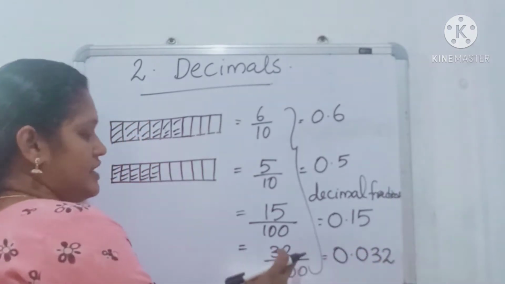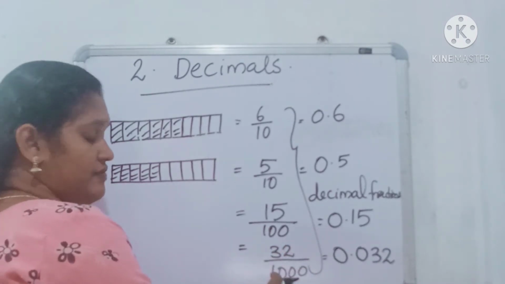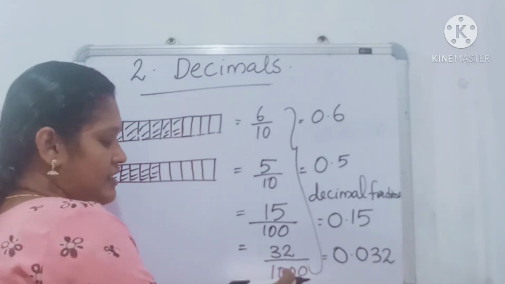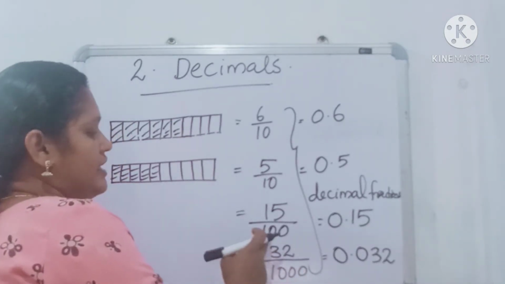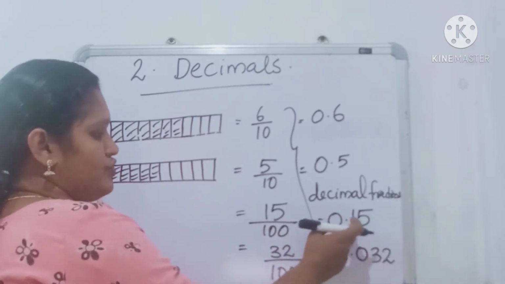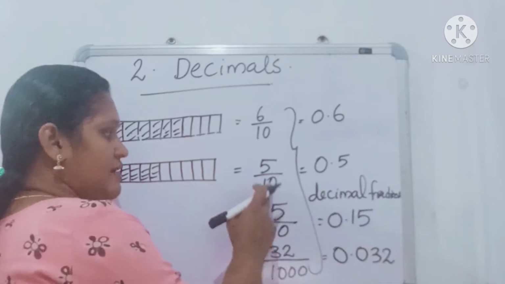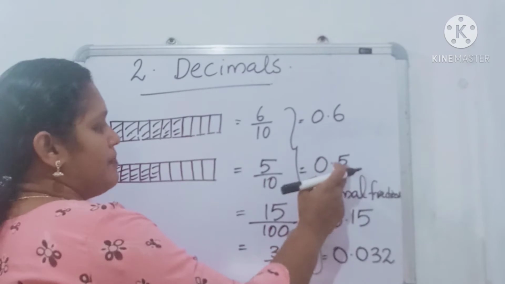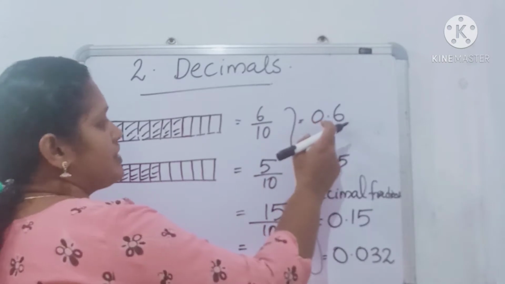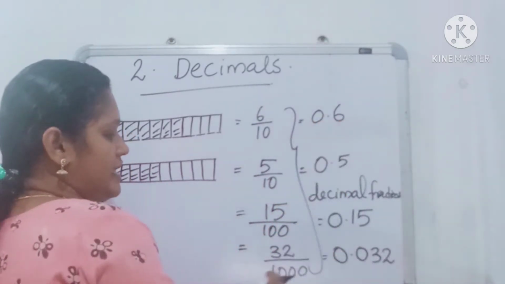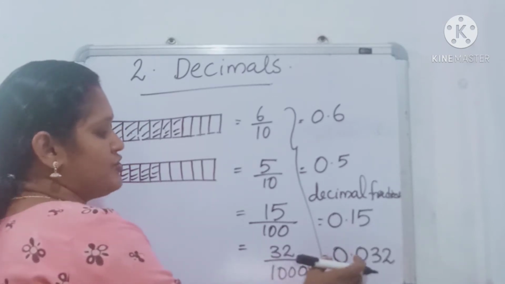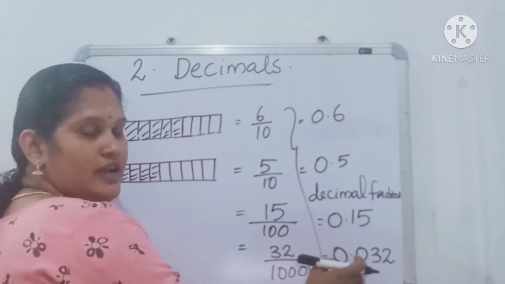0.032. After the decimal point, here we need 3 places because there are 3 zeros in 1000. Here only 2 zeros, so after the decimal point 2 places. In 10 there is 1 zero, so after the decimal point 1 place. But here there are only 2 digits, and in 1000 there are 3 zeros. So we should insert a 0 on the left.